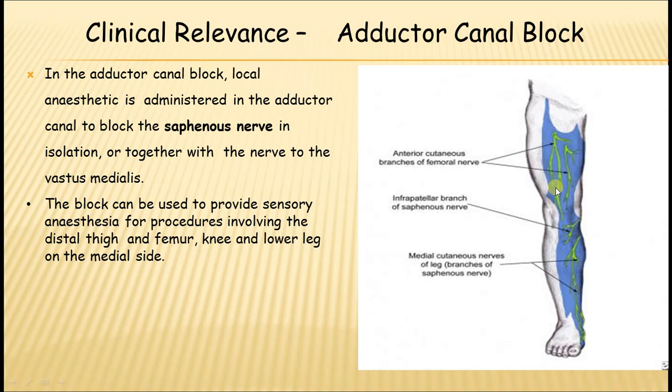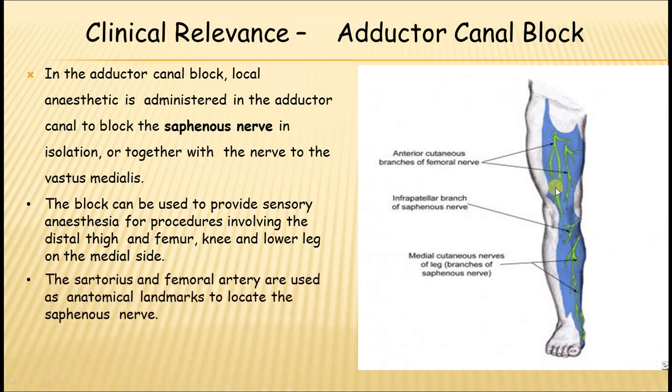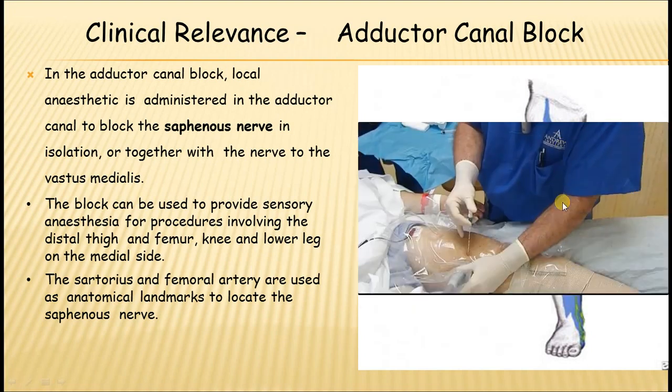The previous one we have seen is the ligation of the femoral artery to treat popliteal aneurysm. Mainly to find the canal, the sartorius muscle and the femoral artery are used as landmarks to perform this adductor canal block. So an anesthetic agent is injected in the subsartorial canal to provide sensory anesthesia to the medial side of the thigh and leg.